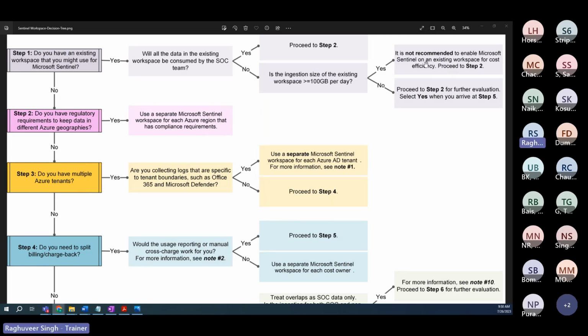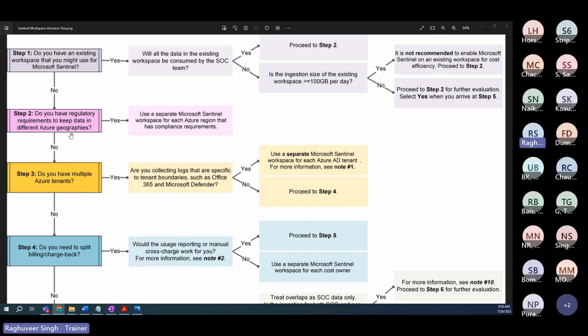All right. So if the existing workspace contains data sets and the approximate ingestion volume is more than 100 GB per day, don't go for the existing workspace, go for a new workspace. Create a new workspace, which is step number 2. So now that we have decided that we want to create a new workspace, my step number 2 is: do you have regulatory requirements to keep data in different Azure geographies?